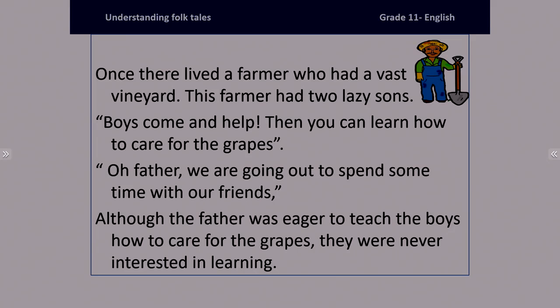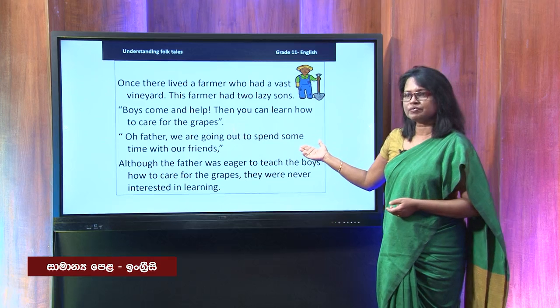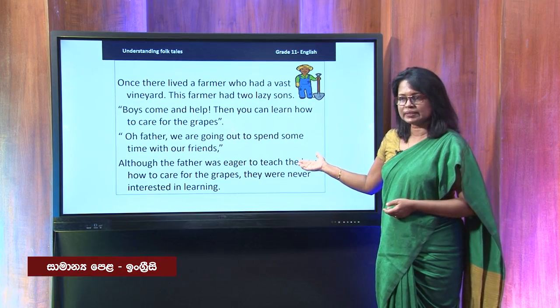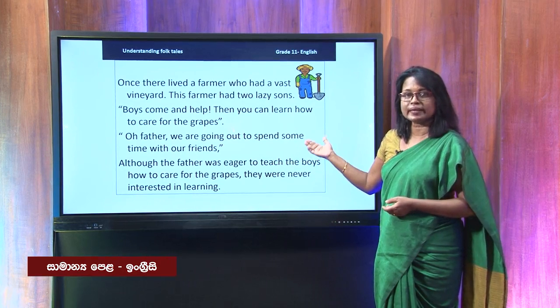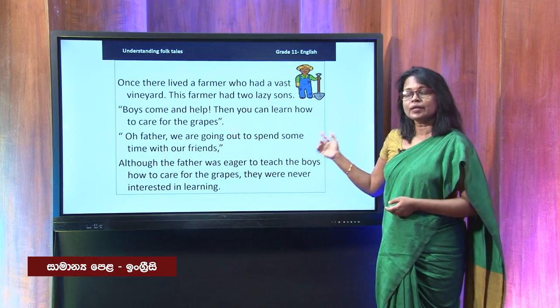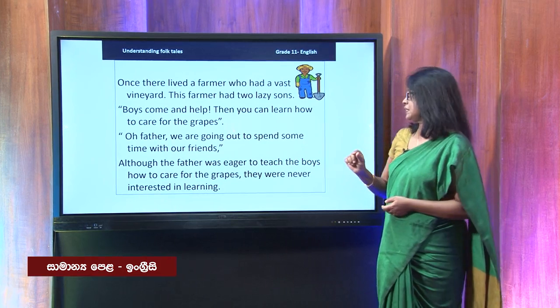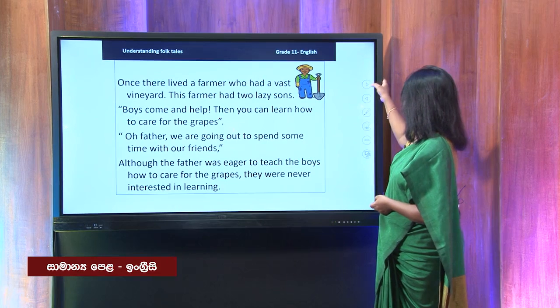Right, children? Now you have read the first part of the story. Now you know the setting and now you know the characters in the story. Now I want you to do a small activity here. Let's look at the activity.